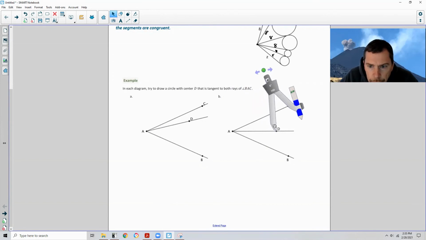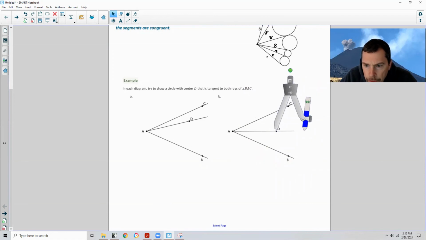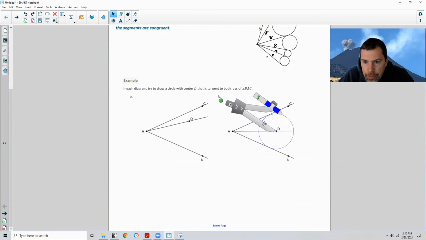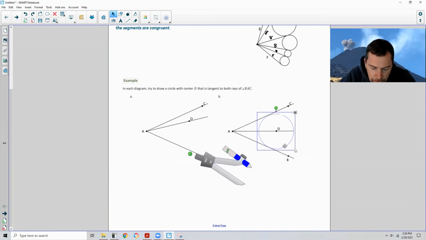Center D that's tangent to both rays of angle BAC. So if I draw this around like this, obviously going through the point C is not going to be tangent. So that's too big. So I'm going to try to make this smaller. So then I shorten this up to here, so that that's coming around, and there you have it. There is a circle. It's off just a smidgen, but if I just move that up just a little, and if I made the radius a little bit bigger, then you see that it would touch here and here. It doesn't have to touch at those points.